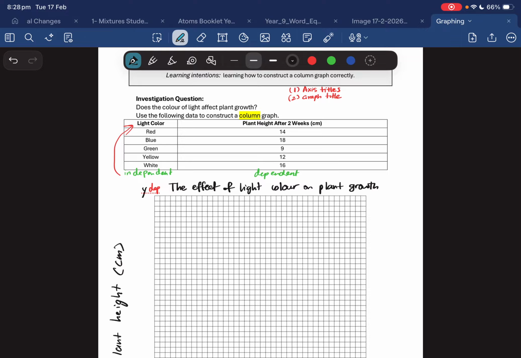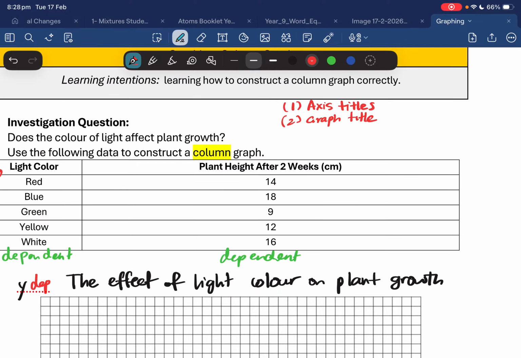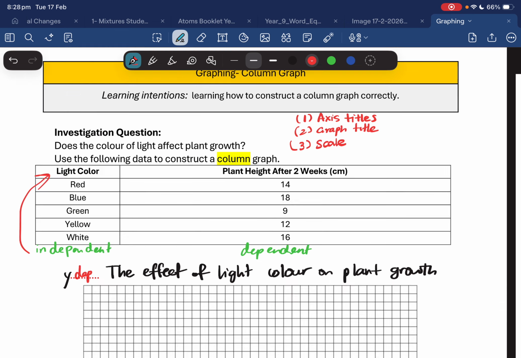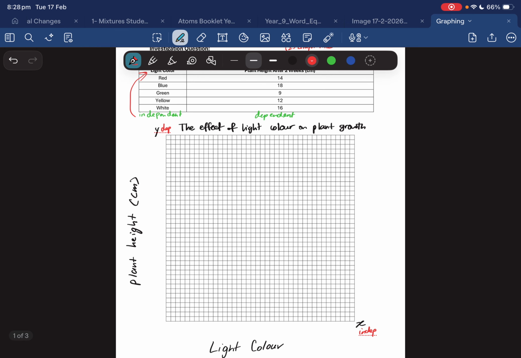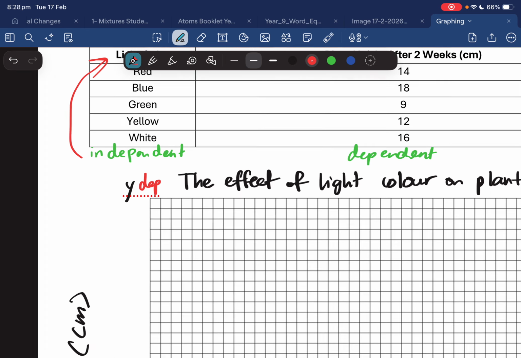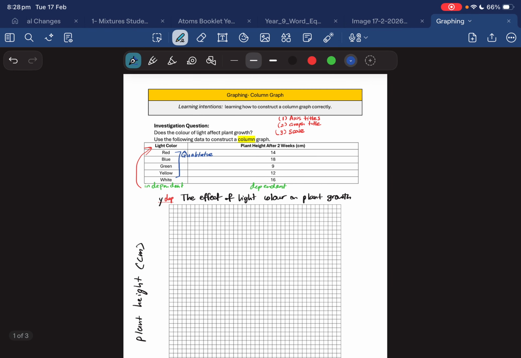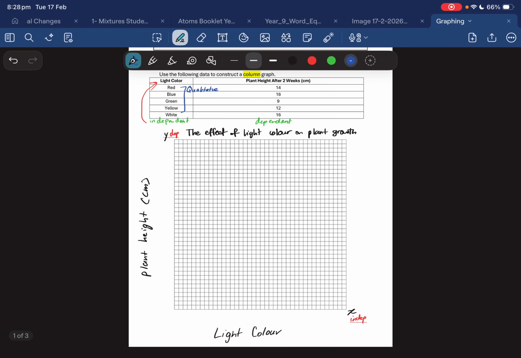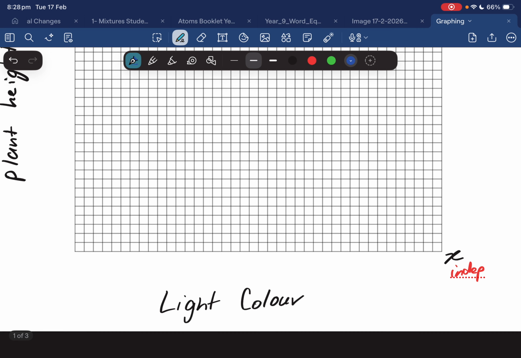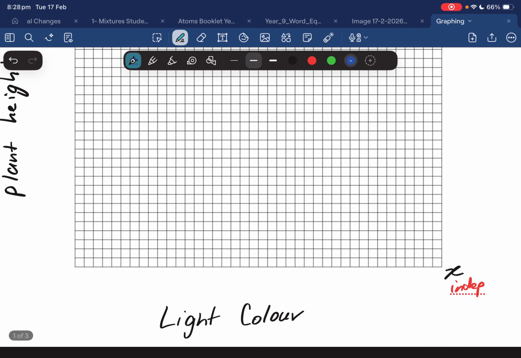Now I need to make my scale. This is where everyone usually struggles. All right, so we're looking at our x-axis and our y-axis. In our x-axis, we have qualitative data. So qualitative meaning that there's no numbers. It's just qualities, right? So what I have to do is I just have to list out the colors I have. So I have red, blue, green, yellow, white.